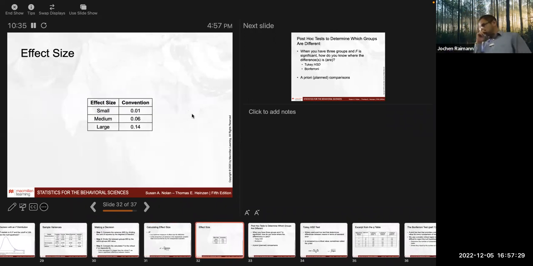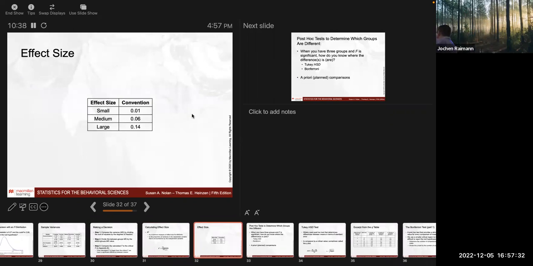Good. Conventions. We have a small effect size, a medium effect size, and a large effect size. Small is from 0.01 to 0.06, so 1% to 6% is a small effect size. 6% to 14% is a medium-sized effect size. Everything greater than 14% is a large effect size. This means that from the overall variability in your data, a large fraction is explained by the variability between the groups, thereby giving a large effect size in your ANOVA comparison.